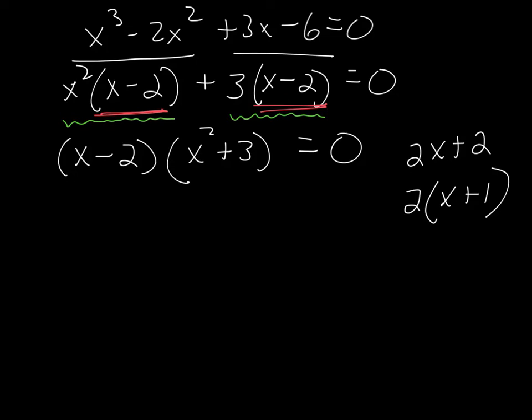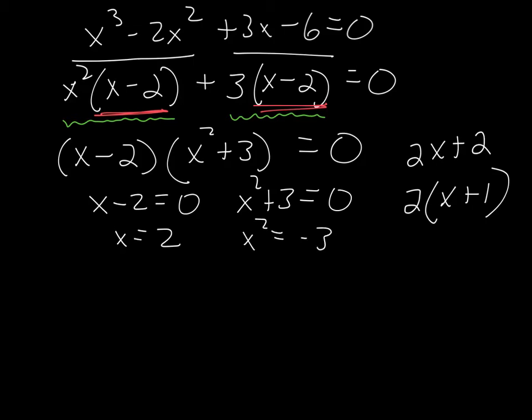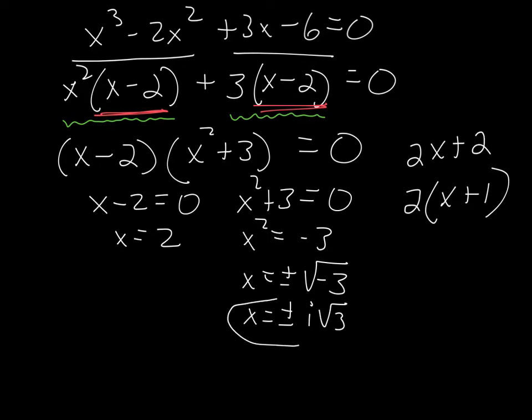And by the way, it's factored now. Now we have something times something equals 0. So we can break it up. X minus 2 equals 0. X squared plus 3 equals 0. So x equals 2. X squared equals negative 3. X equals, I'm going to square root right now, plus or minus square root of negative 3. But that means plus or minus i root 3. There's 2 answers right there. There's another answer right there. 1 answer, 2, 3. Third power was the highest power. So we have 3 answers.